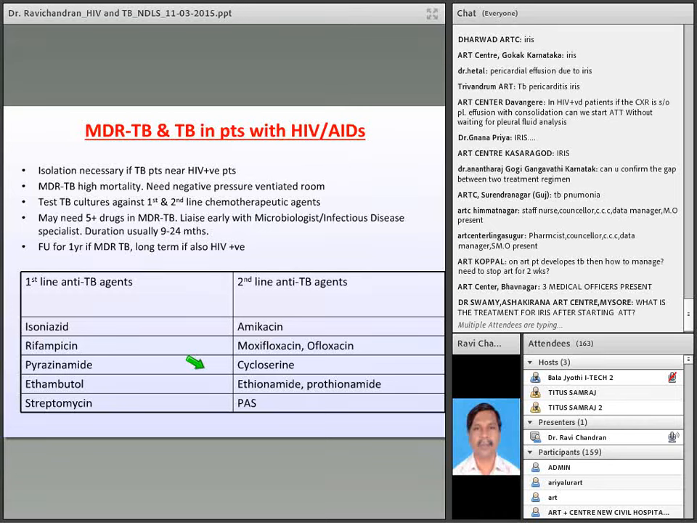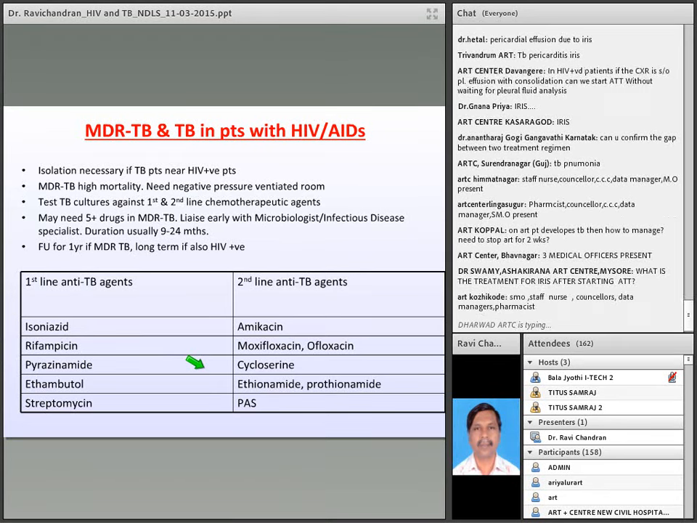So MDR TB, what is it? Many times we can come across patients showing resistance to the first line anti-tuberculosis drugs. They are called multi-drug resistant tuberculosis if the organism that is cultured is insensitive both to rifamycin and isoniazid.